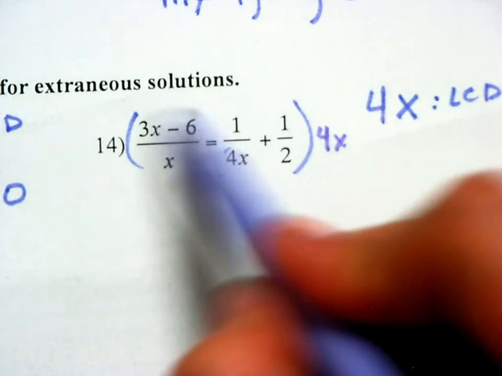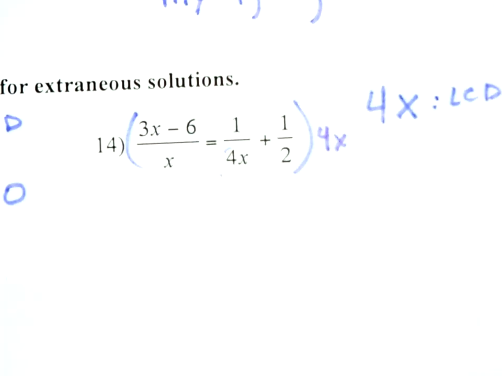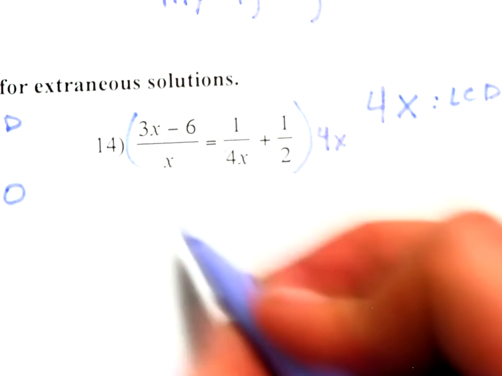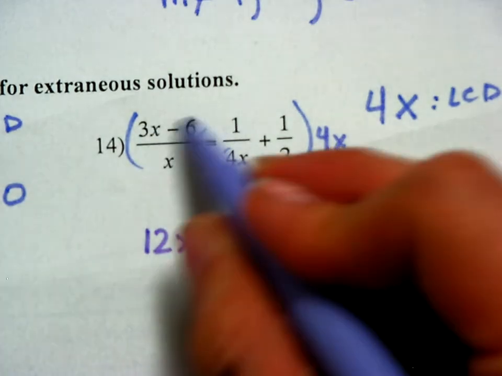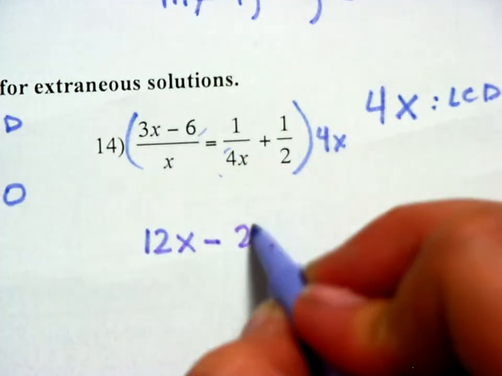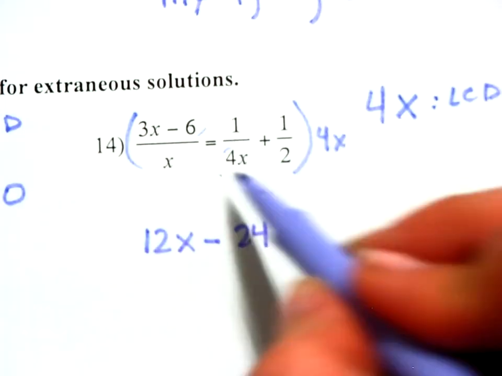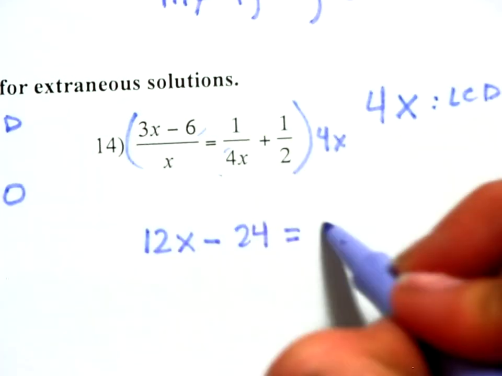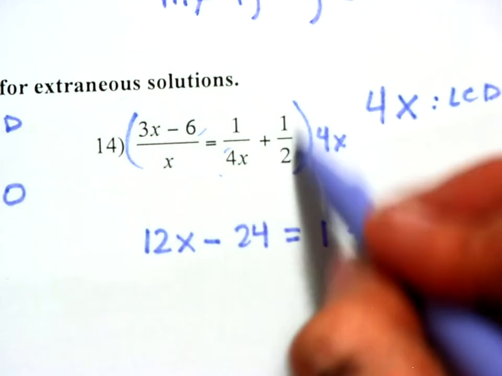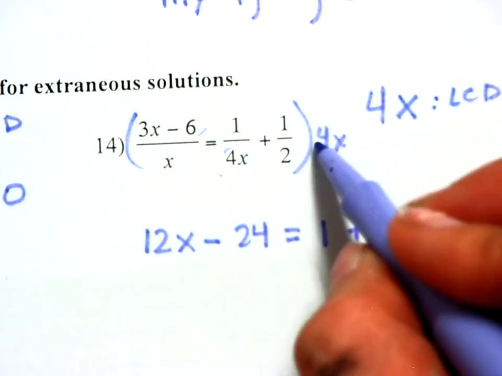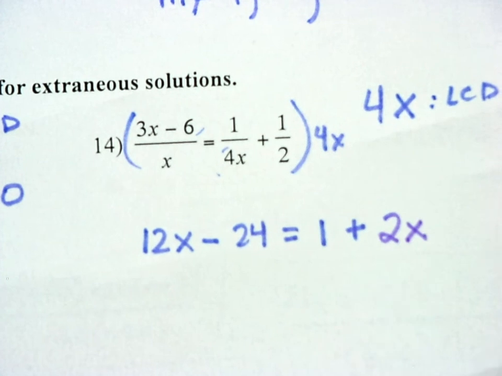If I multiply this by 4x, the x are going to cancel, and I'm just going to have to multiply this numerator by a 4. So it's going to give me 12x minus 24. If I multiply this fraction by 4x, well, these are both going to cancel. I just get a 1. And then if I multiply this by 4x, a 2 and a 2 are going to cancel. All I will have left is a 2x.